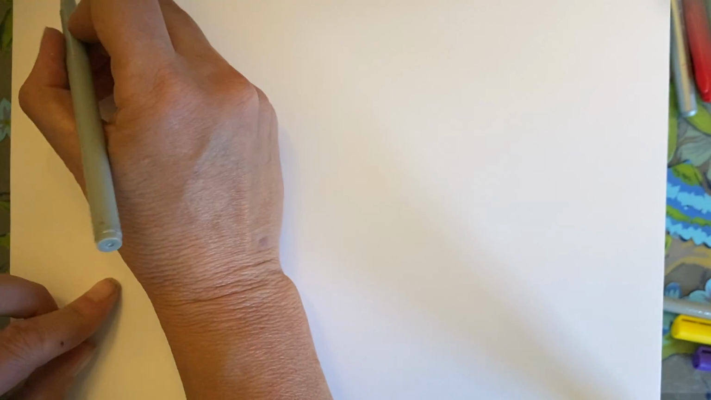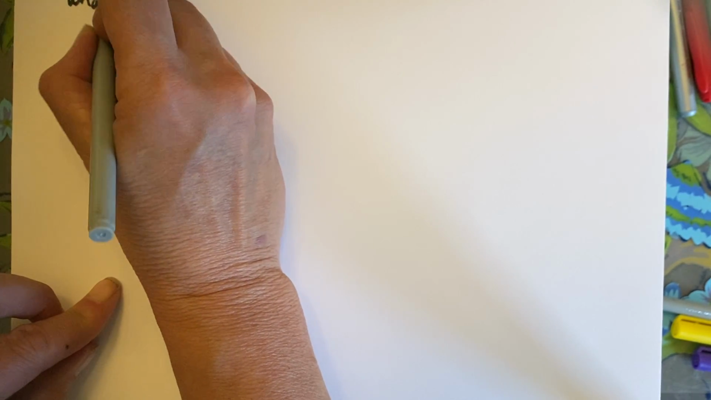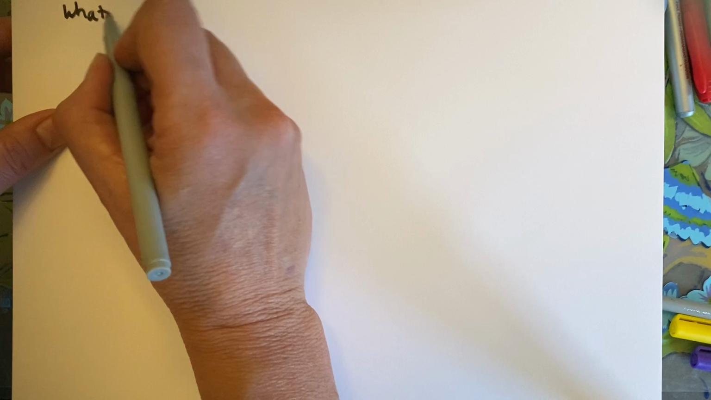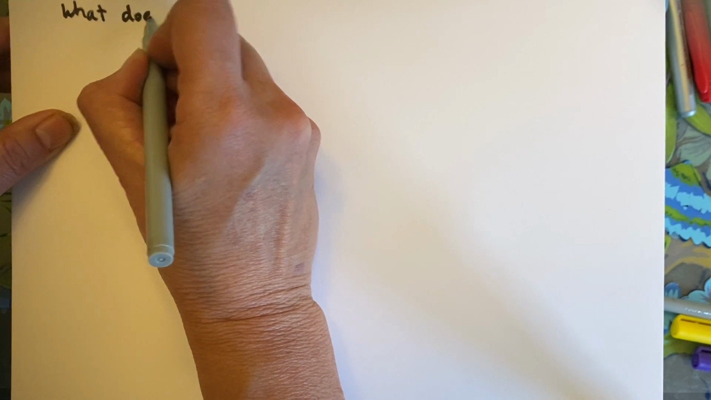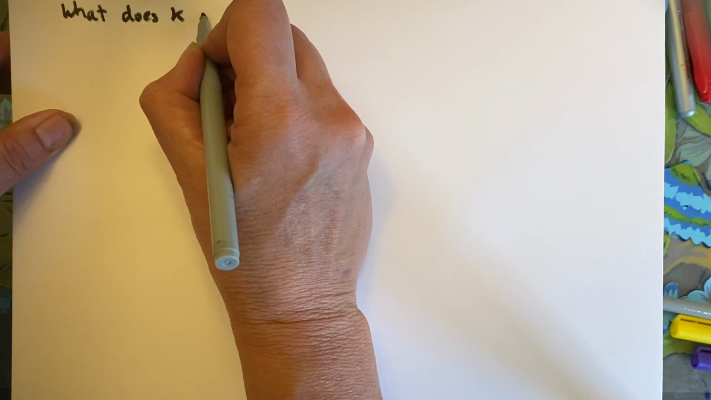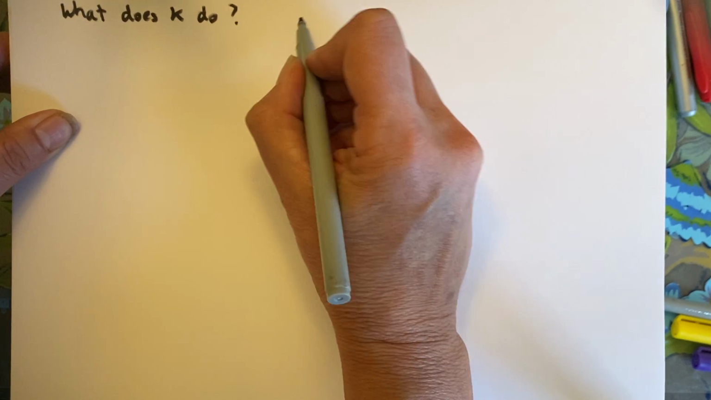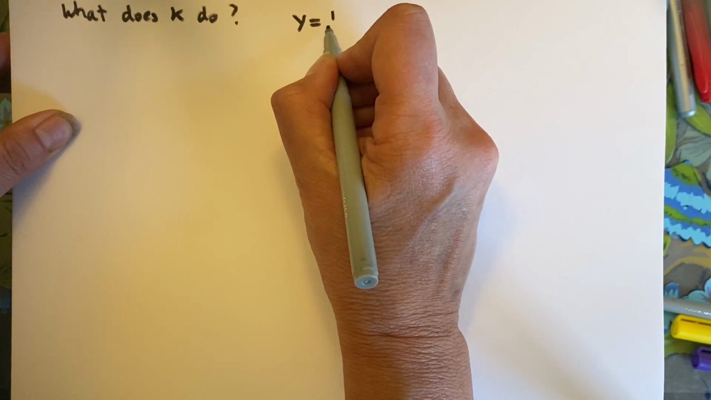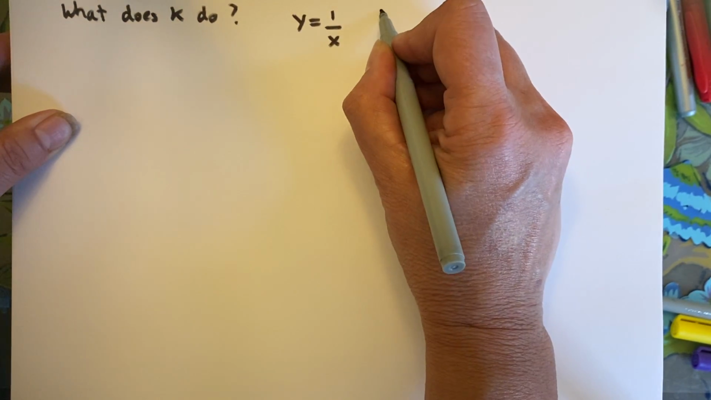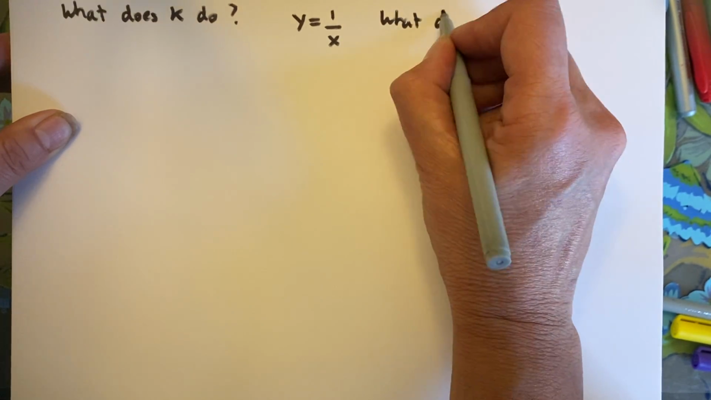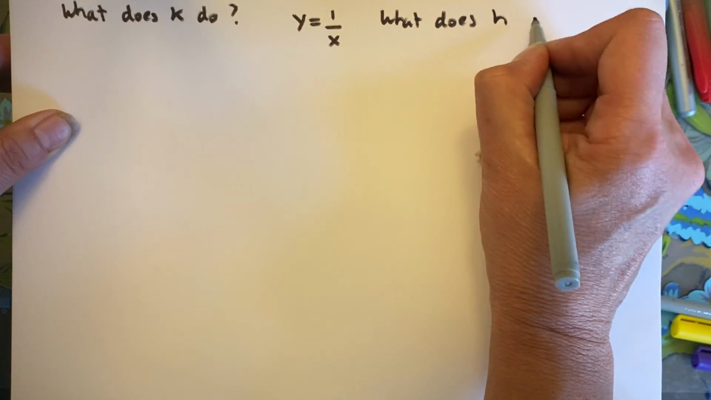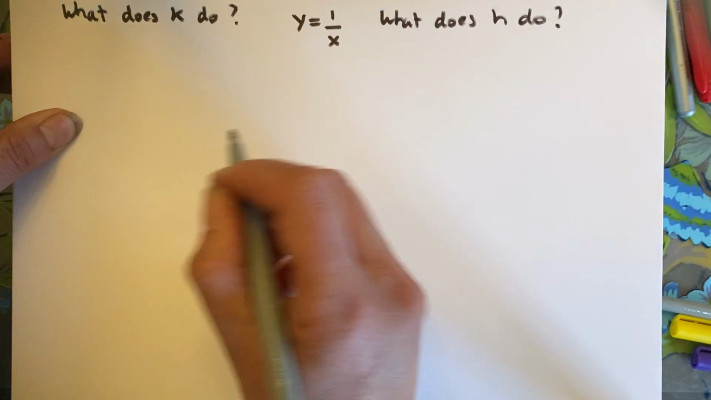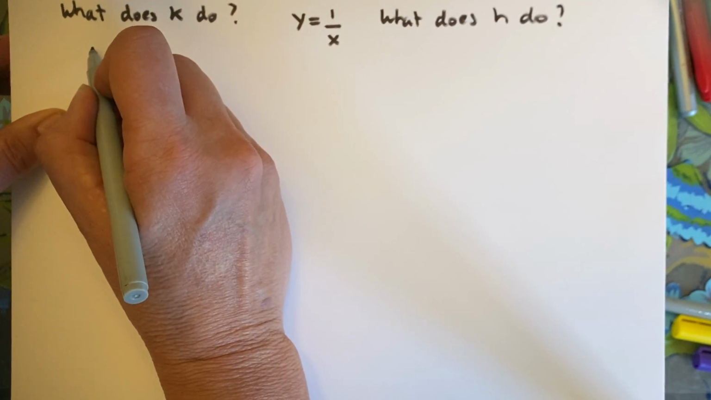Let's finish up 12.2 part 1 by asking ourselves, what does k do? We've looked at what a does, right? What does k do? And we're going to start with a parent function y equals 1 over x. And then what does h do? And we're going to compare them to the very basic portion.